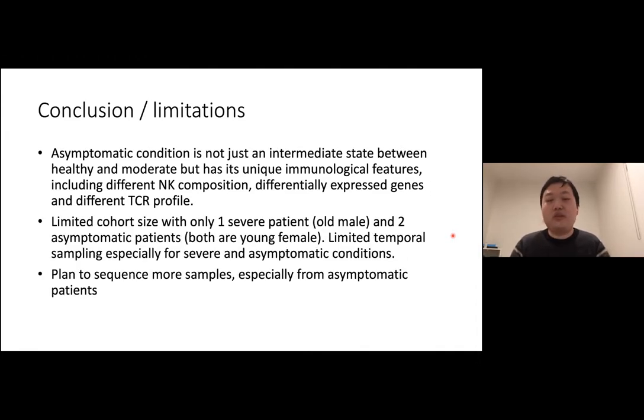As you can see, we have a very small cohort size. We only have one severe patient, although the severe patient is not the focus of this study, but still. We only have 2 asymptomatic patients, and it's not really gender and age balanced. We also have limited temporal sampling for these 2 conditions. As a result, we also plan to add more sequencing to sequence more samples, especially from the asymptomatic patients.